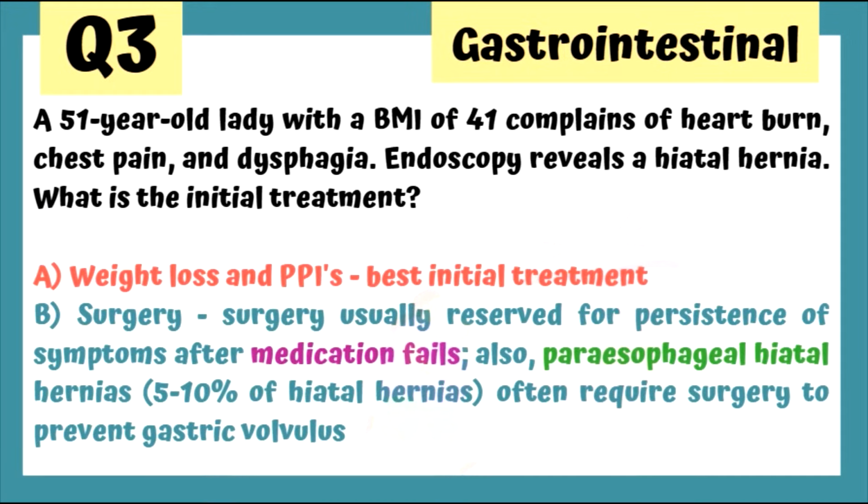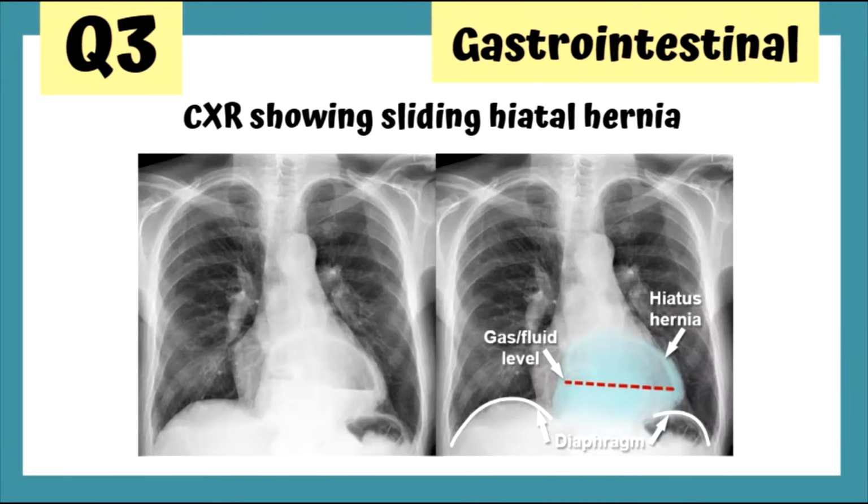By the way, there's also another type of hernia, paraesophageal hiatal hernia, which accounts for only 5 to 10% of them, that often requires surgery to prevent a gastric volvulus. And here we have a chest x-ray showing the sliding hiatal hernia, where we see it above the diaphragm.